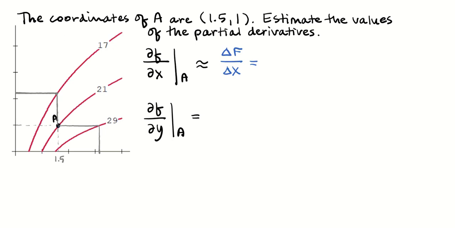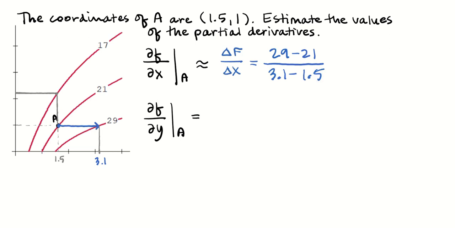Okay, the change in f as I go from point A to the next contour is going to be from 21 to 29. So that's 29 minus 21, an increase of 8. And then I'm going to divide by the change in x. Well, x went from 1.5 to something that I'm going to say is approximately 3.1. So the change in x is 3.1 minus 1.5. So that would be 8 divided by 1.6. I'm sure that's arithmetic you could do on your own. I'm just going to leave it like that.